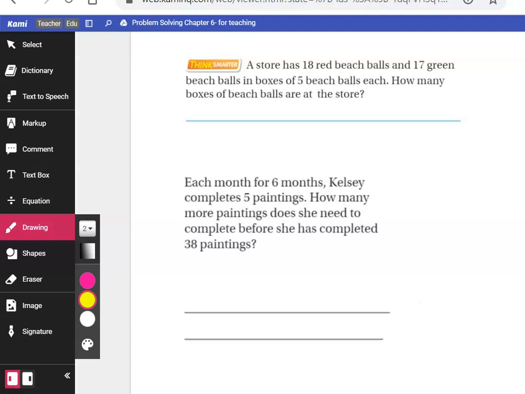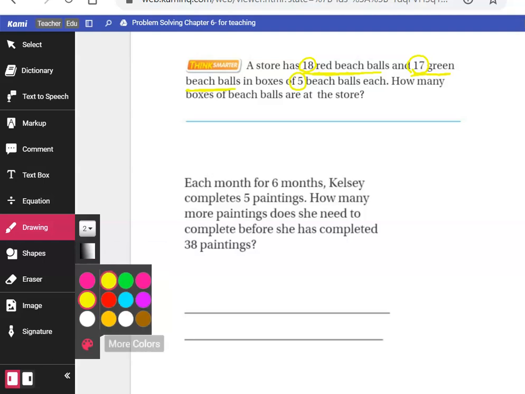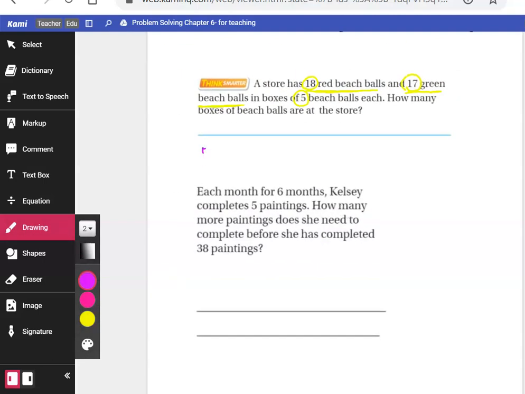Okay, so I'm seeing that I have 18 red beach balls and 17 green beach balls. So those are some important numbers. And already I know that this problem is going to be a little bit more than one step. It's probably going to be at least a 2-step problem, because I'm noticing not only do I have my red beach balls and my green beach balls, but now I know that they're in boxes of 5 beach balls each. So you can actually picture that for yourself. So think, if this is a box, there are 5 in each box, and so on. How many boxes of beach balls are at the store?